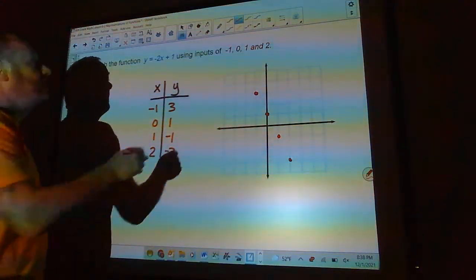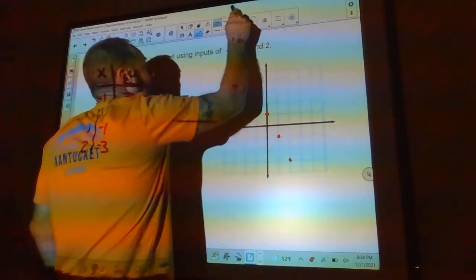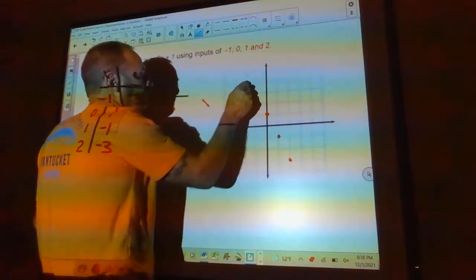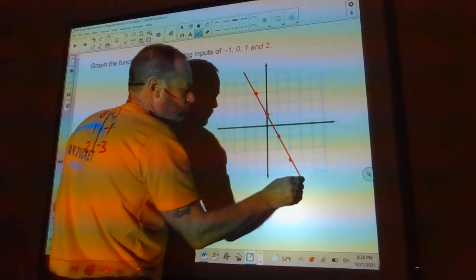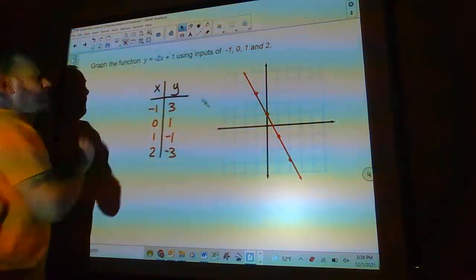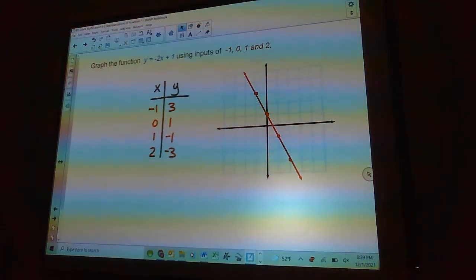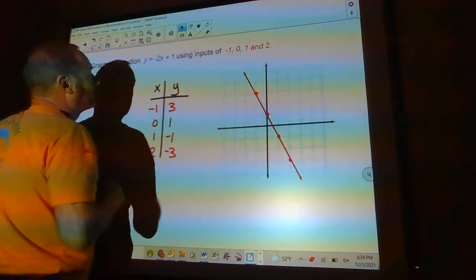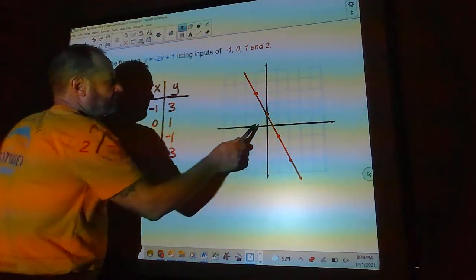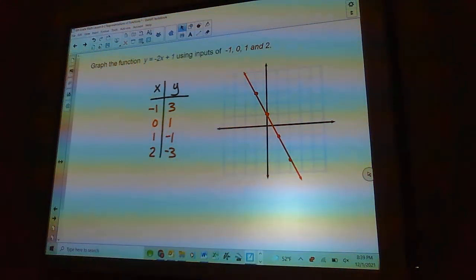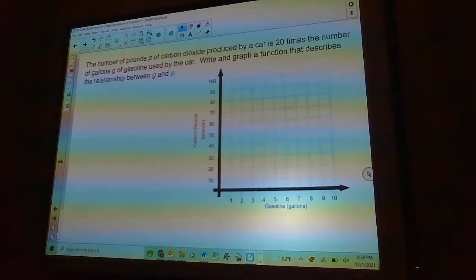Okay, and then, of course, this is a line. And there it is. Okay, so we're good to go. All right, so you can use a table. You could also remember there's your y-intercept 1. You're going to plug that right there. And then the slope is -2, so you're going to go down 2 to the right 1, down 2 to the right 1, and you get the same graph.